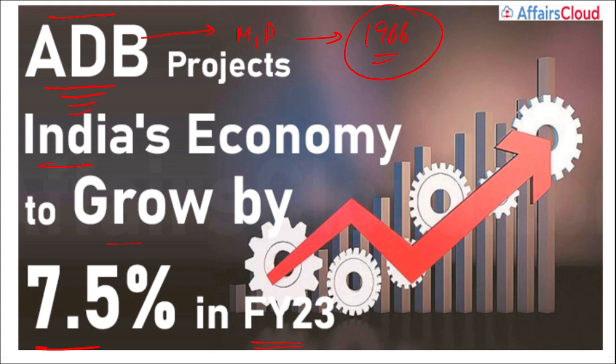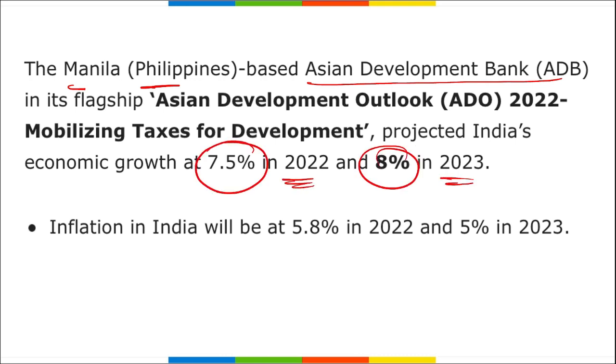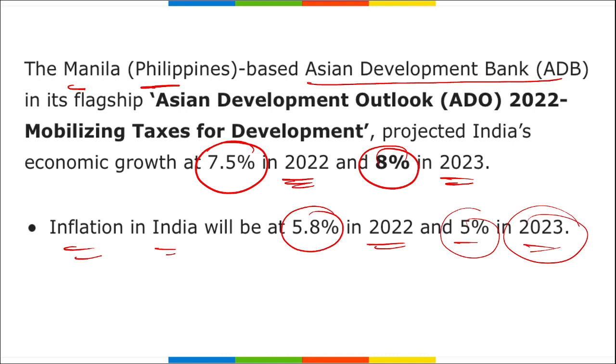Also remember, the question will be direct and simple: ADB has projected the Indian economy to grow by what percent in the fiscal year 2023? It is 7.5%. Here you can see the Manila, Philippines based Asian Development Bank has recently projected India's growth rate at 7.5% in 2022 and 8% in the year 2023. Inflation in India will be at around 5.8% in 2022 and 5% in 2023.